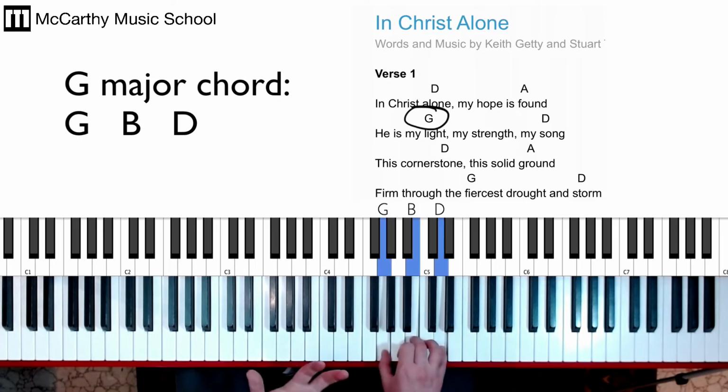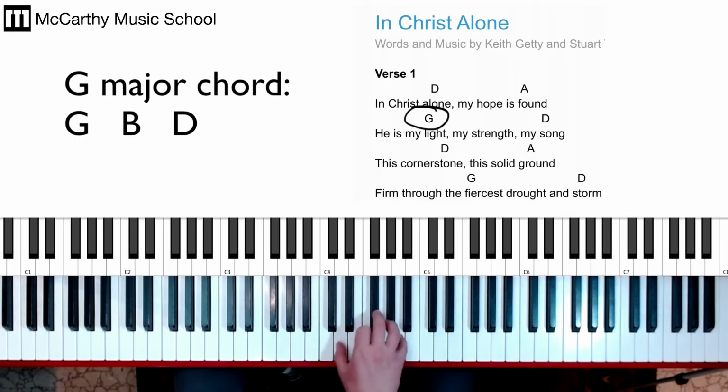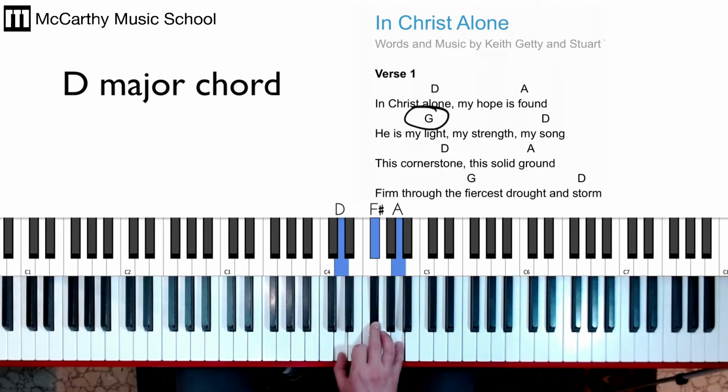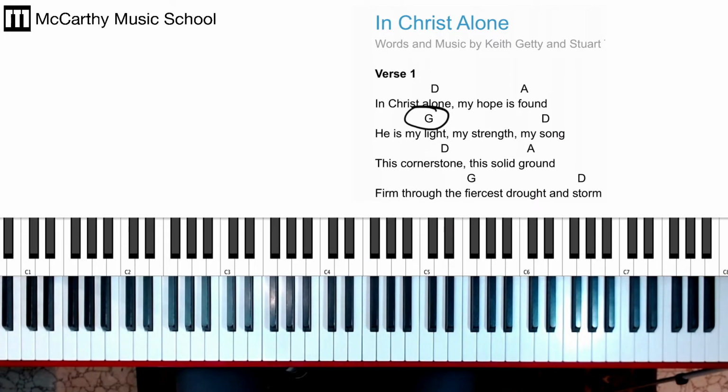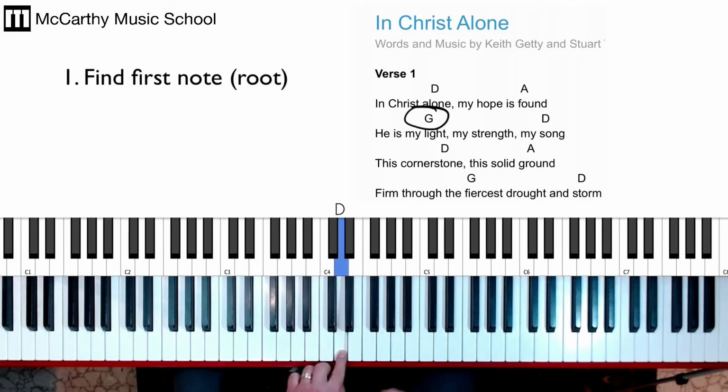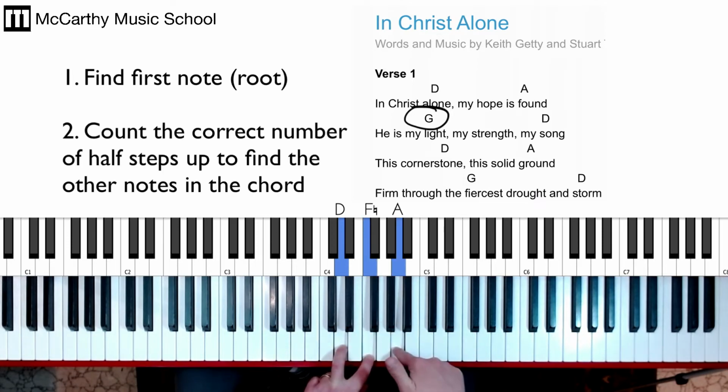He is my light, my strength, my song. And then back to the D major chord. So that's the basics of how to find really any chord, even though just now we're talking about major chords. Really, that's the way to find any chord, is just find that first note, what we call the root note, the note that the chord is named after, and then you just find the number of half steps you count up to find all the other notes in the chord.